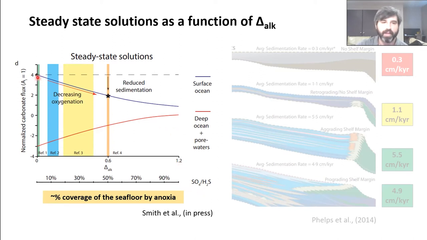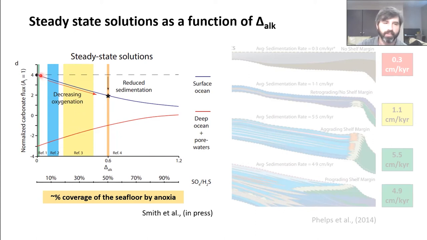And so, again, I mentioned at the beginning of the talk, I don't think it's possible to go all the way back to the Precambrian during these short-term reversals, but you start to get there. And what this plot does is it quantifies how far along that process you are and what that means for the surface ocean and the deep ocean.